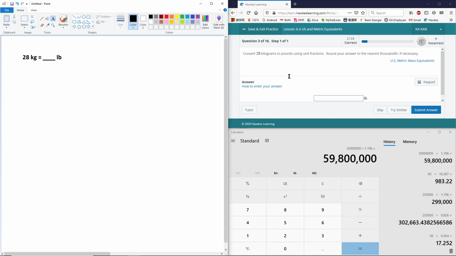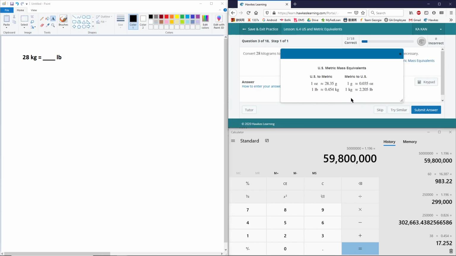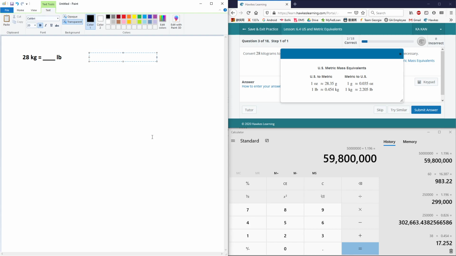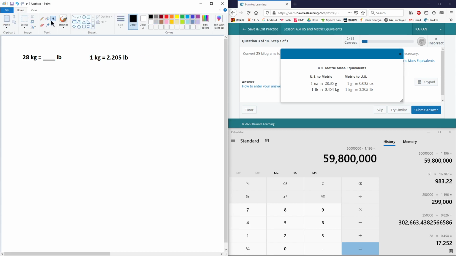So we just gotta click on this right here. And what it says is, let me see, 1 kilogram is 2.205 pounds. So here's what we know: 1 kilogram equals 2.205 pounds. So let me go ahead and set up the proportion.